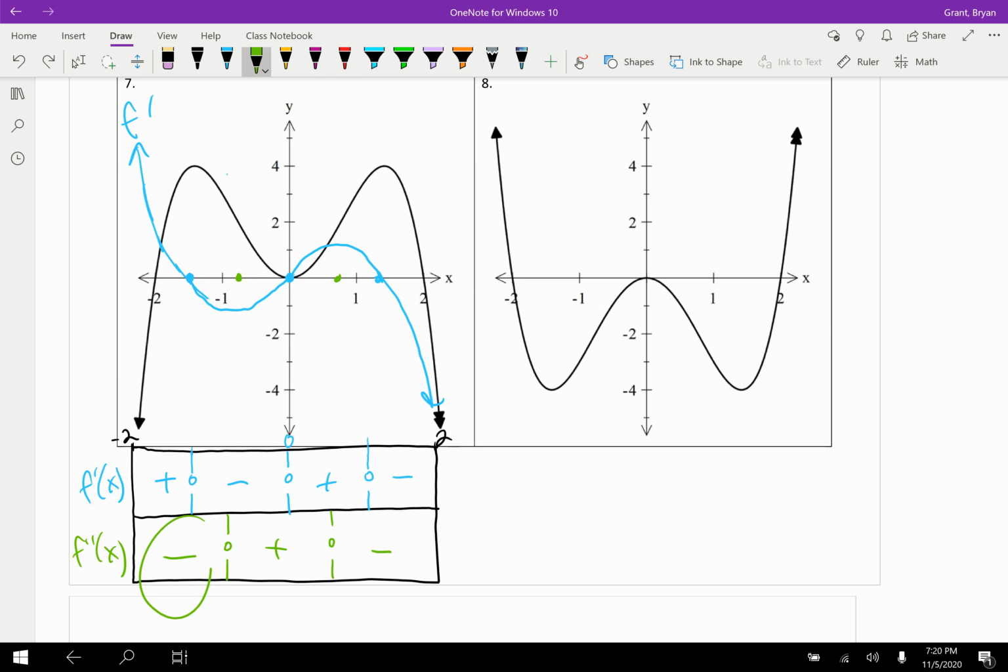To finish this off, we just follow the signs. F double prime is negative, means all the y values are negative till we get here. Then all the y values are positive till the next one, and then we finish off with all those negative y values.